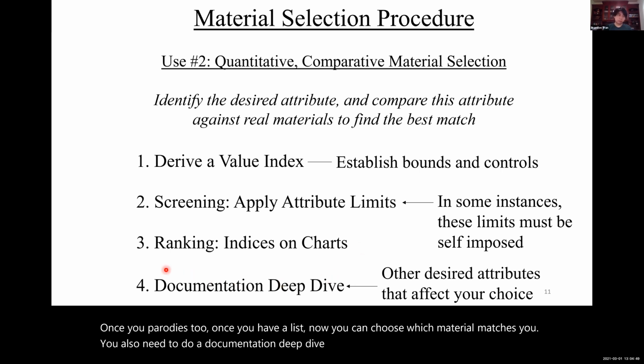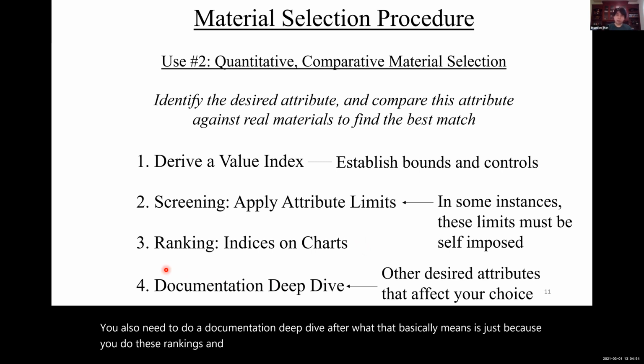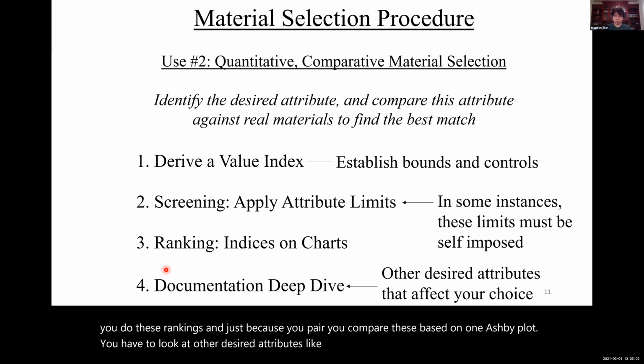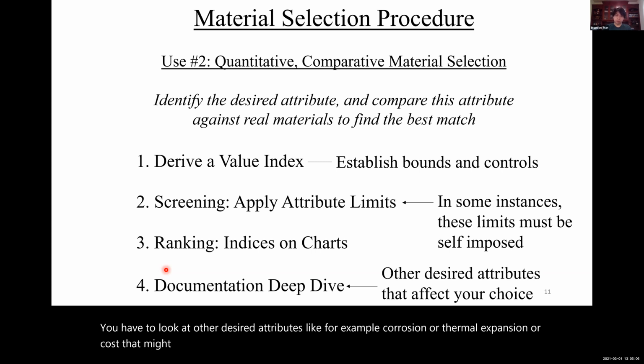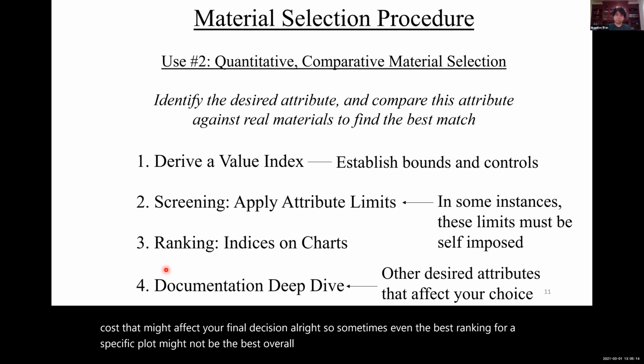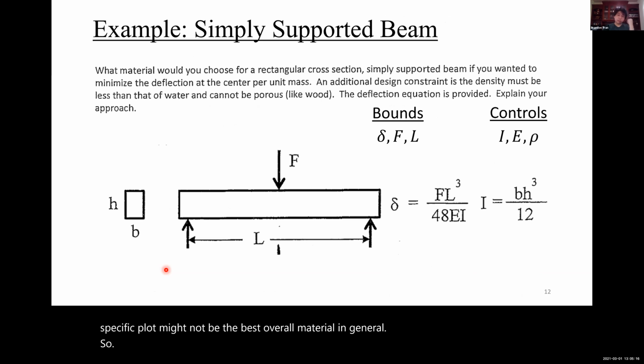What that basically means is just because you do these rankings and compare materials based on one Ashby plot, you have to look at other desired attributes, like corrosion, thermal expansion, or cost, that might affect your final decision. Sometimes even the best ranking for a specific plot might not be the best overall material in general. So it's best to illustrate this through an example.